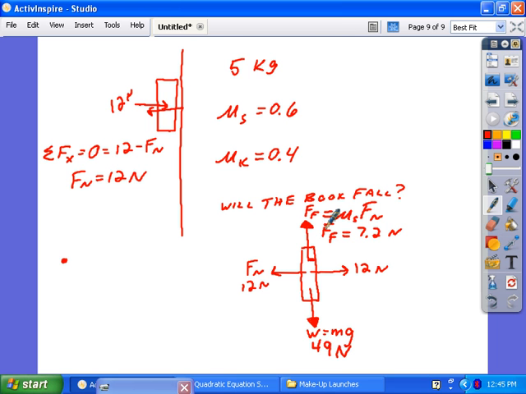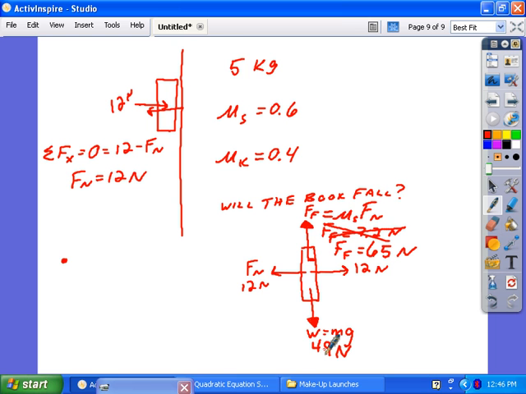Now, let's say that in this case the force due to friction up here was 65 newtons. It's important to be able to read that the force due to friction is larger than the force that is acting on it. Therefore, it's not going to accelerate up. It's going to be in equilibrium. So in this case, the force due to friction acting up would only be 49 newtons.